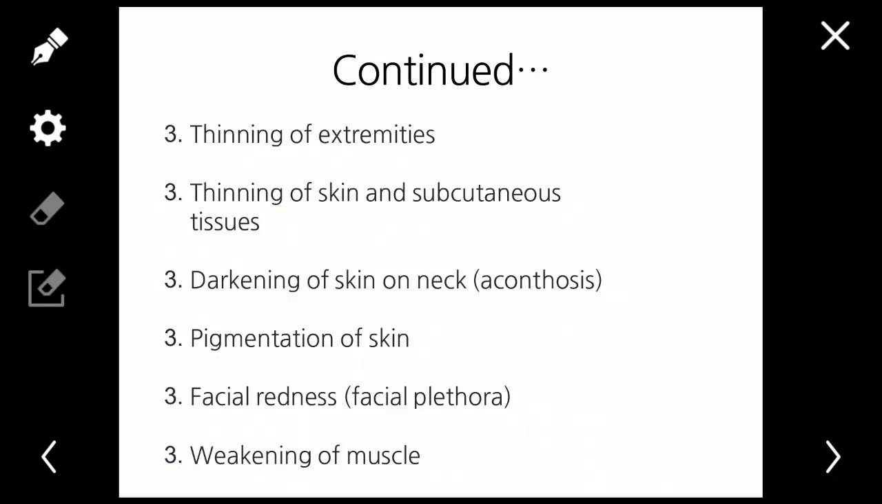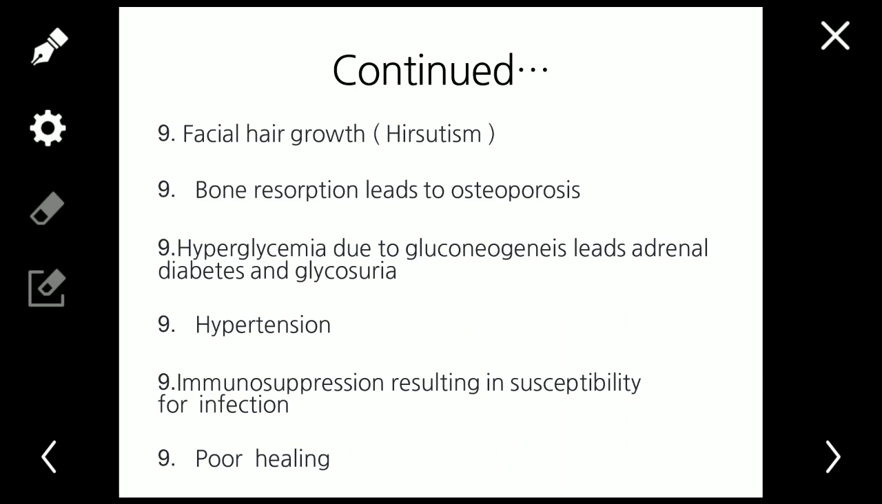So thinning of extremities, thinning of skin and subcutaneous tissue, darkening of skin on neck called acanthosis, pigmentation of skin, facial reddiness, weakening of muscles, facial hair growth, bone resorption leads to osteoporosis, hyperglycemia due to gluconeogenesis leads to adrenal diabetes or glycosuria, hypertension, immunosuppression, poor healing. All these are the features of Cushing's disease due to increase in glucocorticoid.